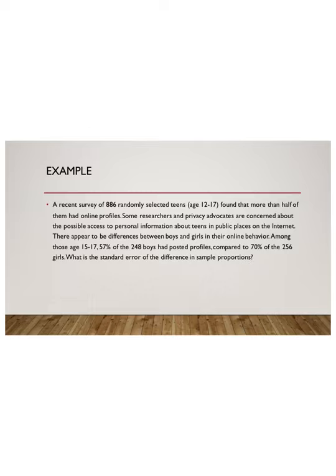Well, the first thing we have to do is underline critical information. We know that we have 886 altogether. We also know 57% of 248 boys and 70% of 256 girls. We also have to make sure that our samples are independent of each other. So we need to ask ourselves, are boys and girls independent of each other? And we assume that they are because the boys and girls are randomly selected.